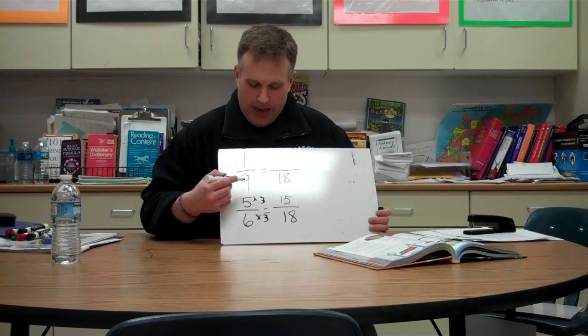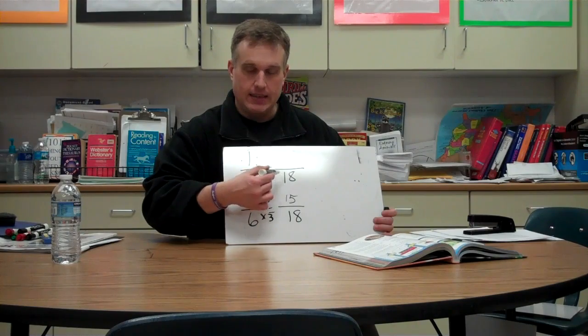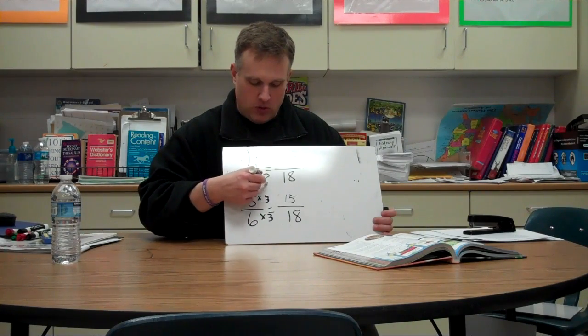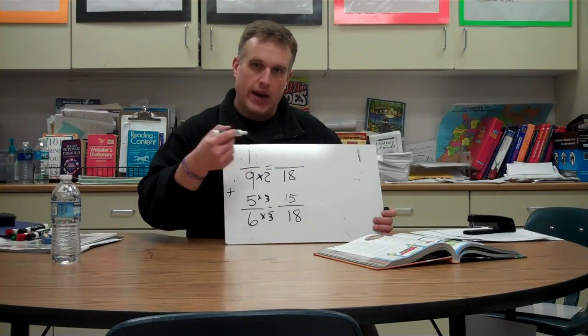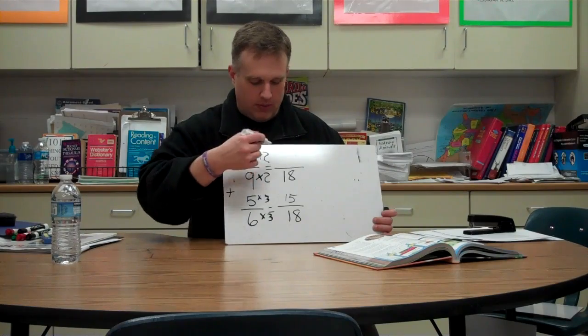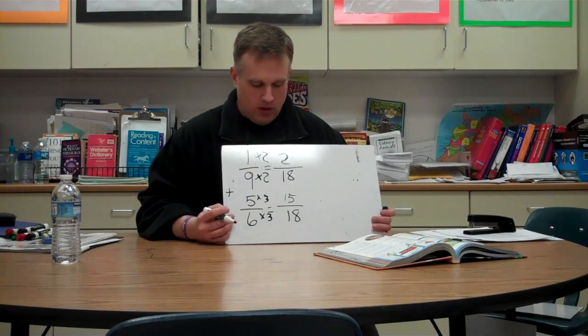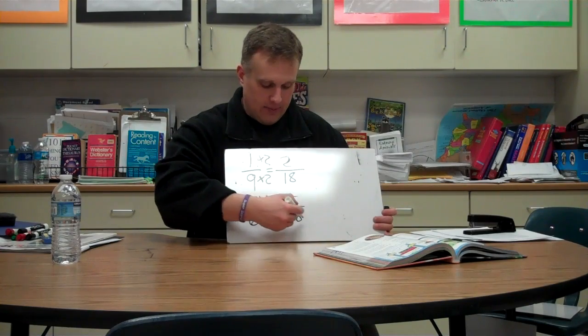Okay? And now I'm going to do the same thing up here. 9 times what gives me 18? Well, I know 9 times 2 gives me 18. And whatever I do to the denominator, the bottom number, I have to do to the top number, the numerator. So I multiply that by 2. 1 times 2 is 2. Okay? So now my denominators are alike, so now I can add.